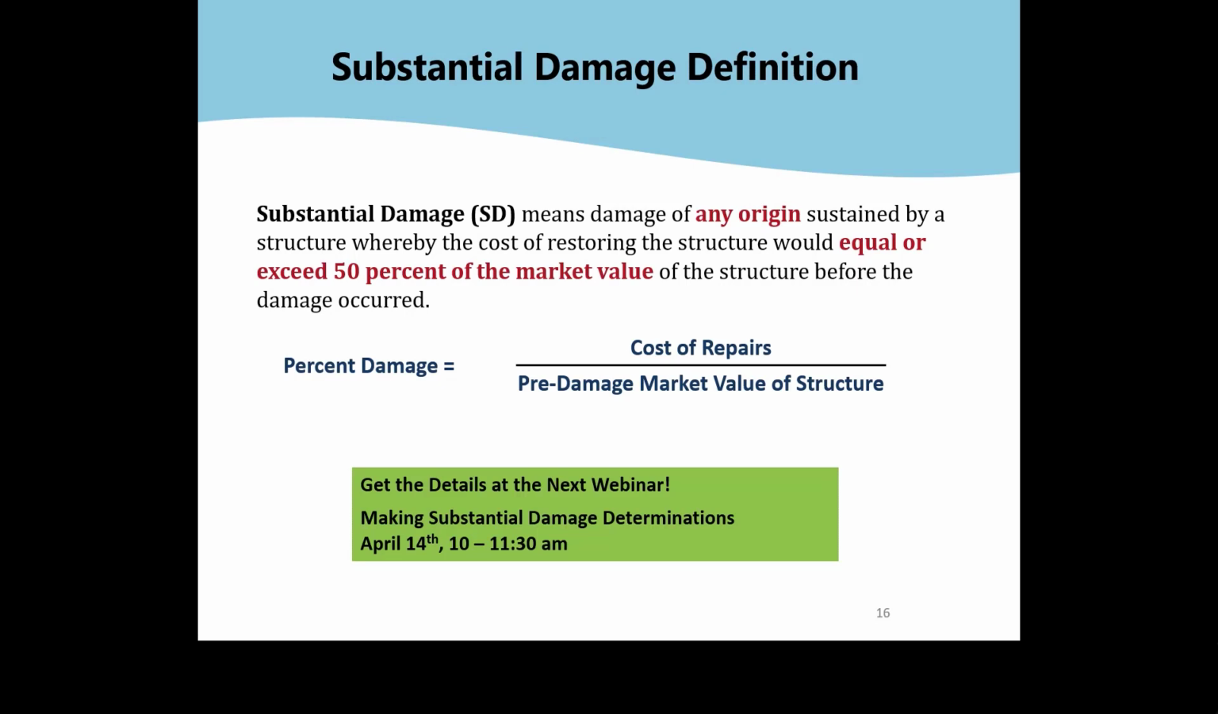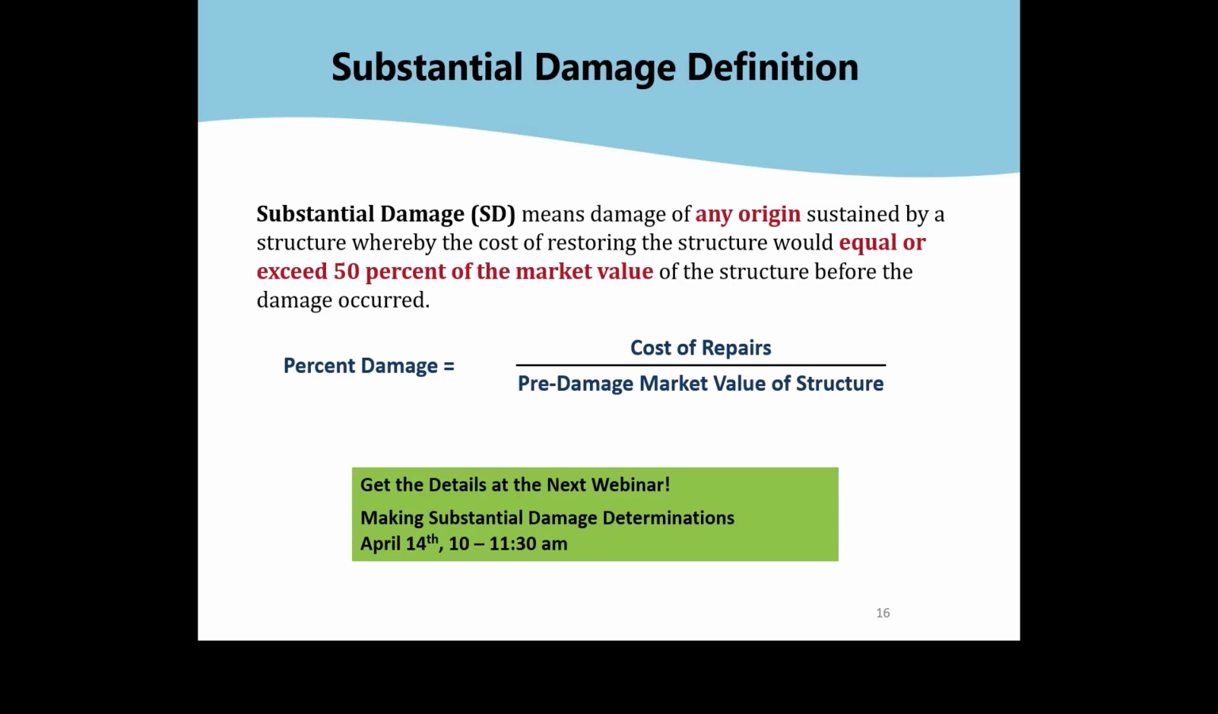It's any damage of any origin sustained by a structure whereby the cost of restoring the structure would equal or exceed 50% of the market value of the structure before the damage occurred. So similarly, you're just taking the cost of repairs and dividing it by the pre-damage market value of the structure to get that percentage. And if it equals or exceeds 50%, it is substantial damage, and those repairs, those improvements to the building would need to meet the requirements of your ordinance.